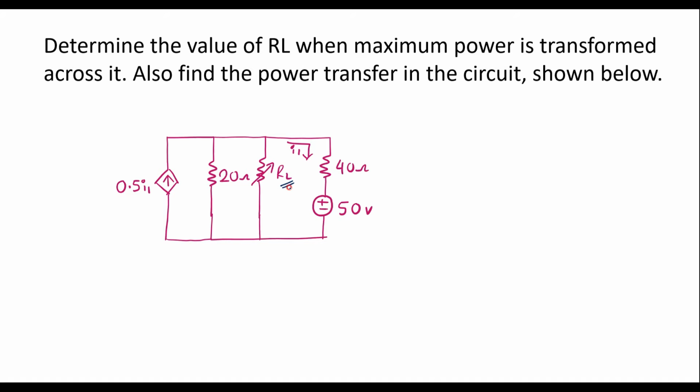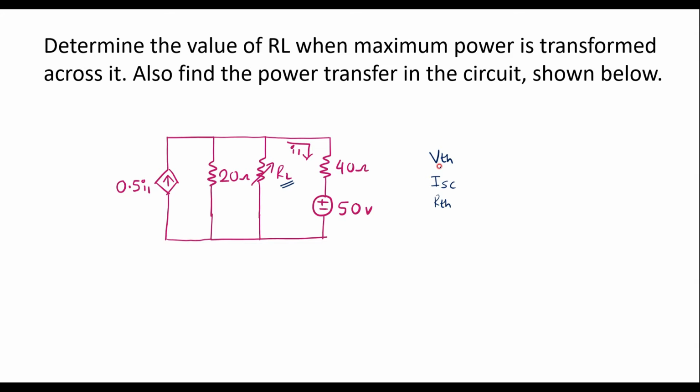To bring it into Thevenin's equivalent circuit, as this circuit consists of a dependent source and an independent source, we must find three parameters. We have to find VTH, that is Thevenin's voltage. We have to find the short circuit current ISC. Then we must find RTH, that is Thevenin's resistance. Once we calculate the Thevenin's resistance, then we can easily calculate RL. So first let me calculate VTH.